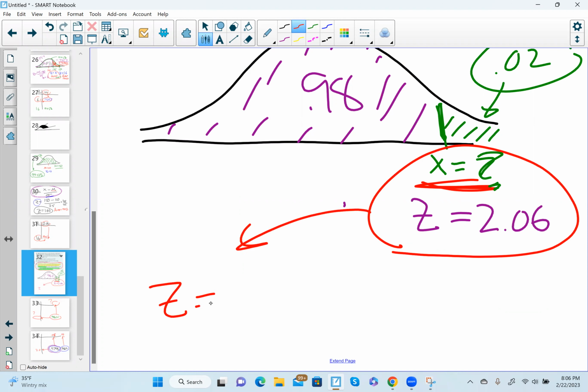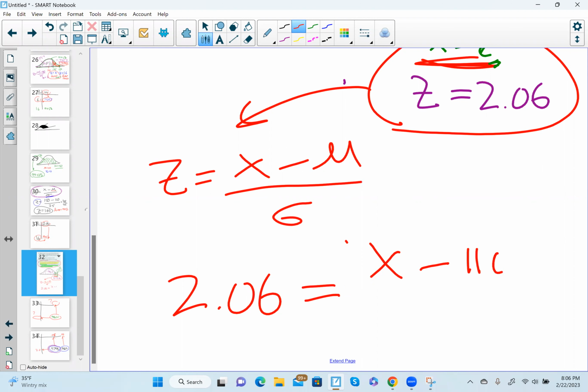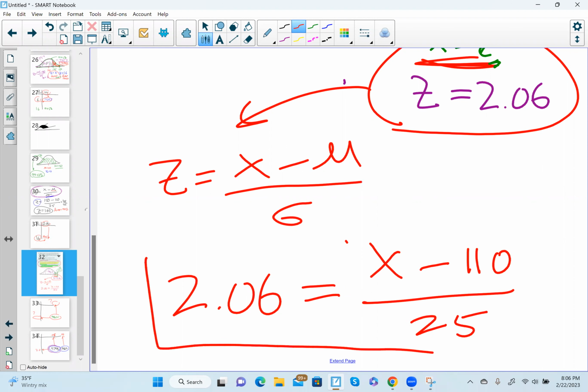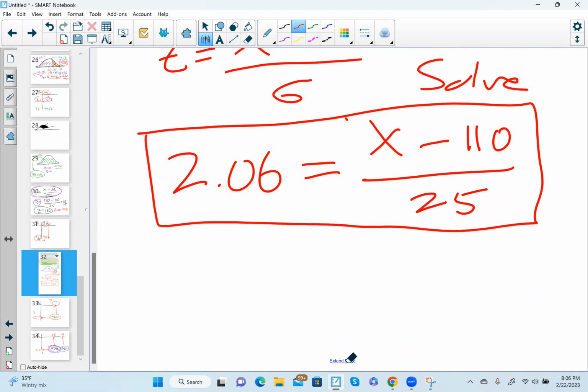So z equals x minus the mean divided by the standard deviation. In our case, 2.06 equals the IQ score, which I don't know, minus the mean of 110, divided by the standard deviation of 25. So I need to solve this equation. All right, so let me pause for a minute. Do you have any questions about that step?